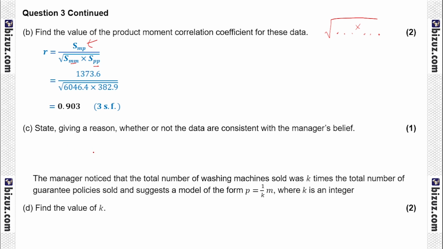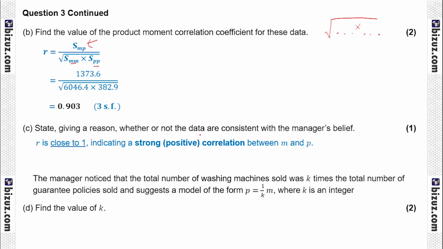Part C. State, giving a reason, whether or not the data are consistent with the manager's belief. Now, we can see that the product moment correlation coefficient, which is a measure of how strong the linear relationship is, is close to 1. So we have a very strong correlation, and this is positive because R is positive here. It's plus 0.903. So we have a strong correlation. That's the most important thing, and it's positive.